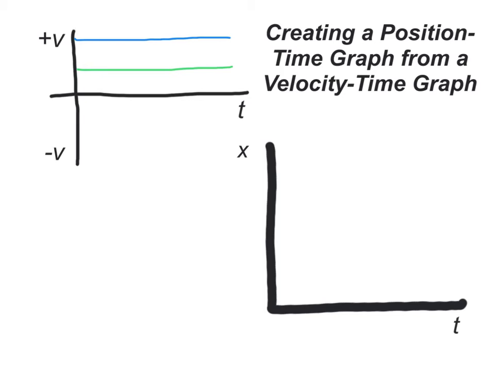So we need to show that they both have positive velocities, but the blue car is moving faster than the green car. So one way we could do that would be to show blue with a really steep slope, and then green kind of coming in that same direction, but with a slope that's a little less steep. Something like that. Now you could kind of change it up a little bit qualitatively as far as how steep they may be, but just making sure that the blue slope is steeper than the green slope.